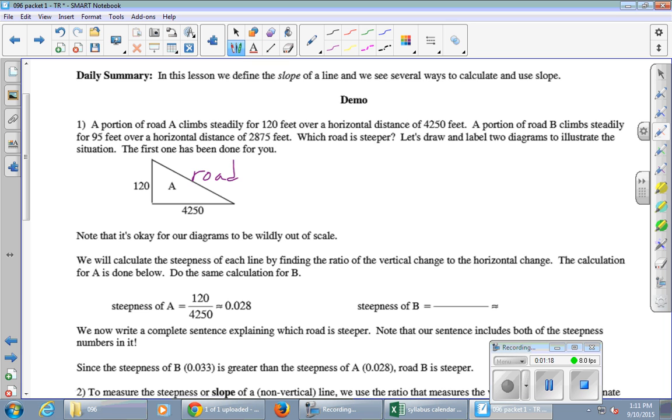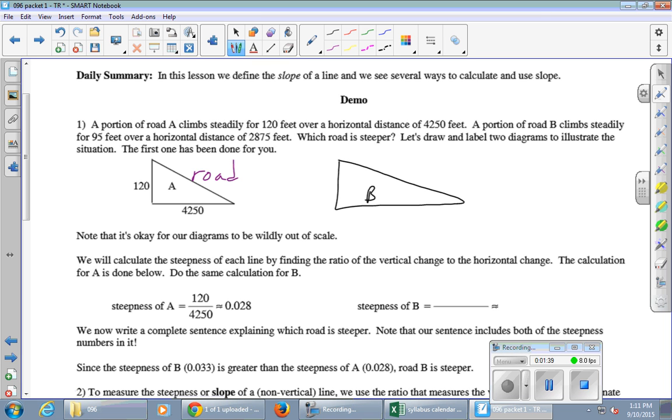Also note that this diagram is wildly not to scale. Agree? Because 4,250 is something like 40 times the 120 over there, and it's not to scale at all, which is totally fine. All I'm saying is don't read much into the scale of the diagram.